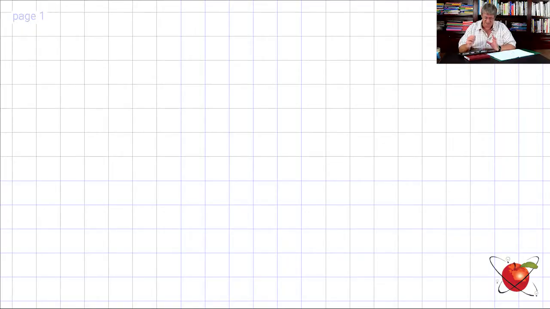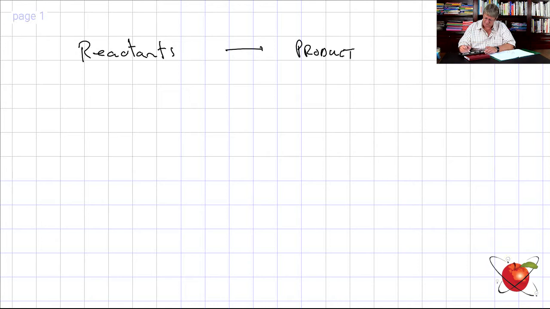Okay? Now, first of all, in any chemical reaction, and this is a very important thing to think of, we start off here because we have reactants, and they go to products. All right? That is critical. We have a reactant side and we have a product side.